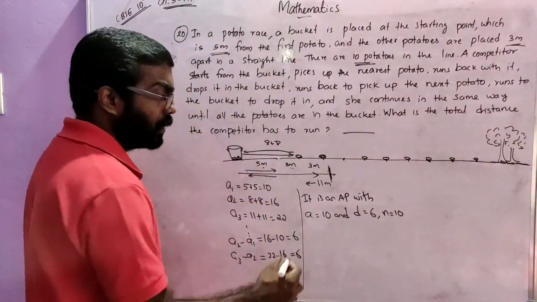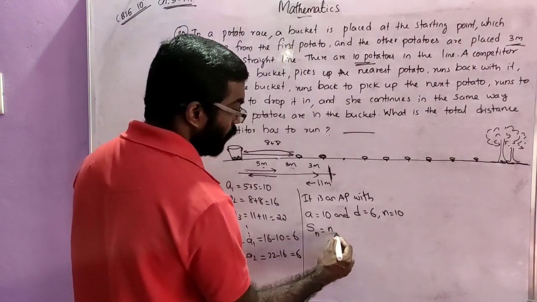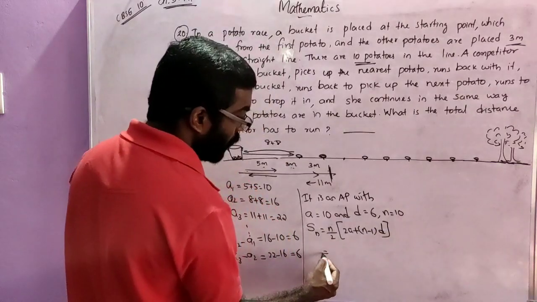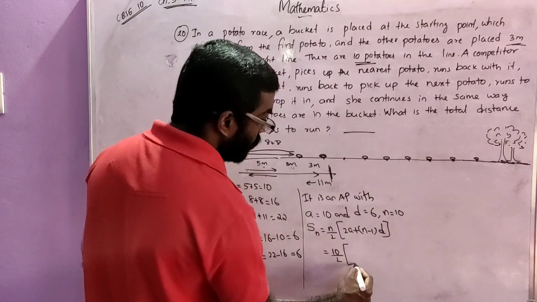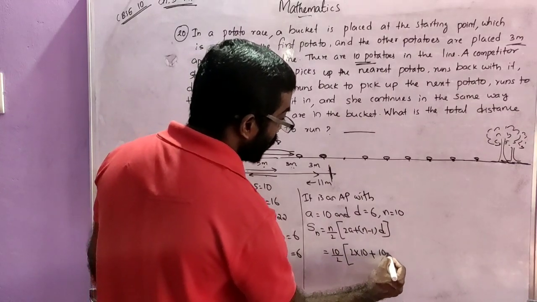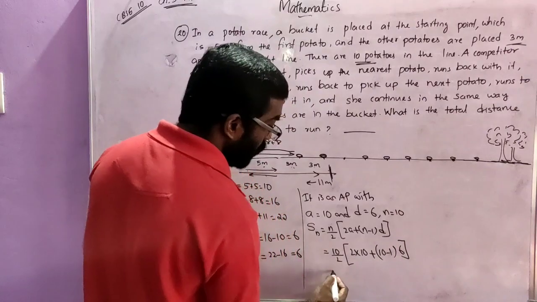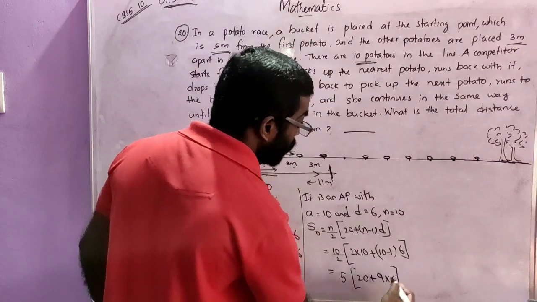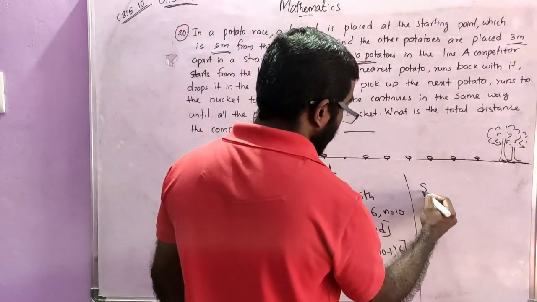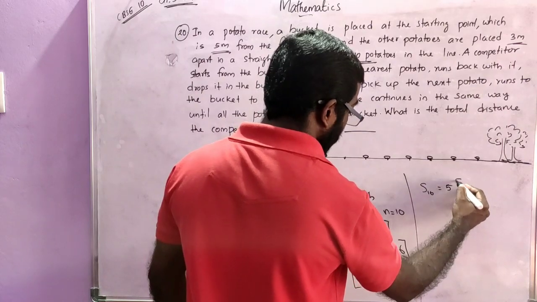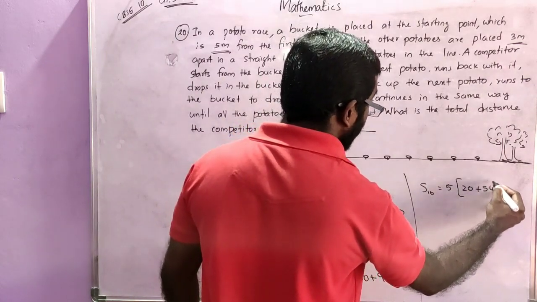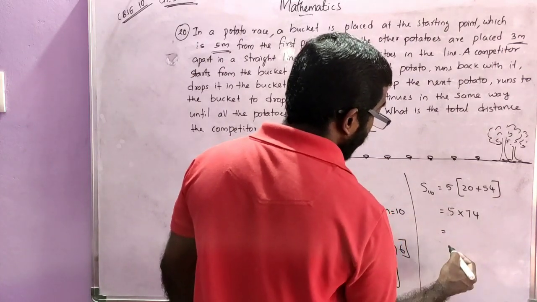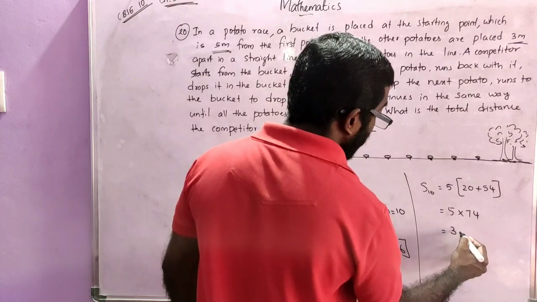So we have to find the total distance. That means the sum. Sn is equal to n by 2 into 2a plus n minus 1 into d, which is equal to 10 by 2 into 2 into 10 plus 10 minus 1 into d is 6. Okay, 10 by 2 is 5. 5 into 20 plus 9 into 6. That is S10 is equal to 5 into 20 plus 54, which is equal to 5 into 74. And 5 into 74 is 370.